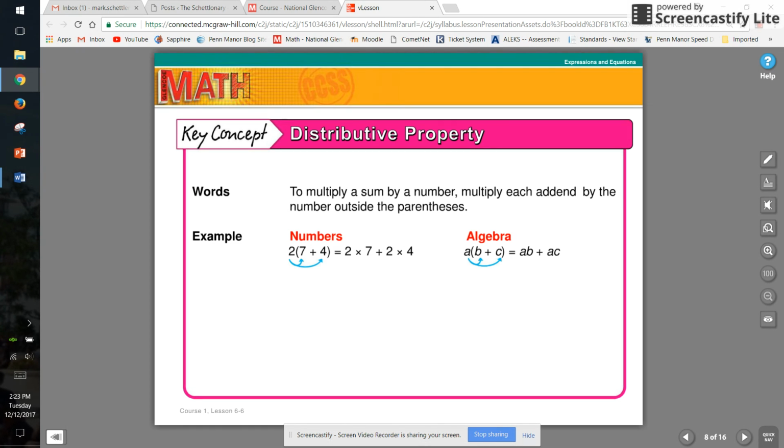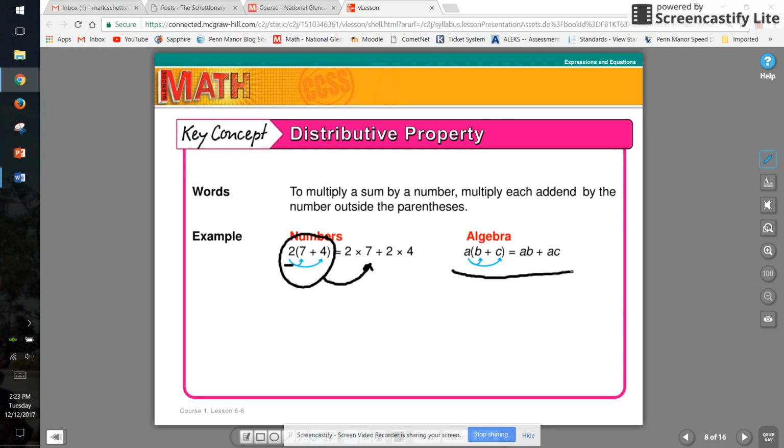Well, what it really means is if you come across an expression that looks like this, where you have, in this case, 2 times, in parentheses, 7 plus 4, you're really saying 2 is being multiplied times everything inside those parentheses. So distributing looks like this. 2 times, in parentheses, 7 plus 4 does equal 2 times 7 plus 2 times 4. Or if we're talking algebraically using letters, it looks like this.